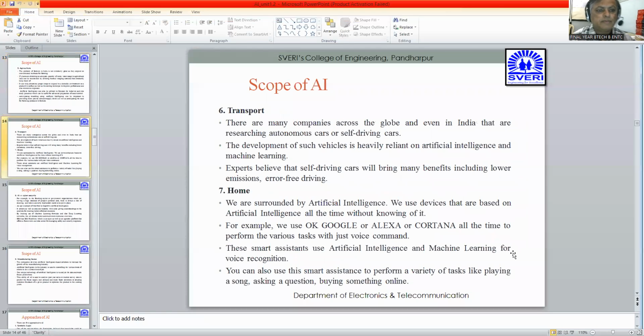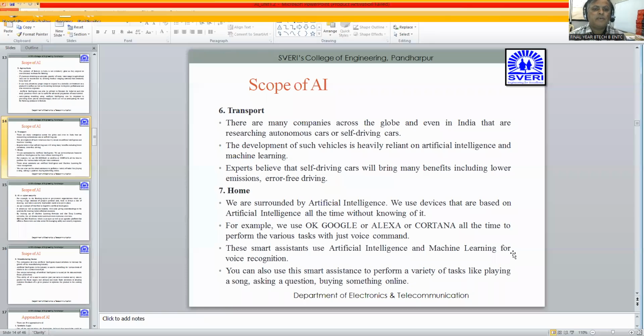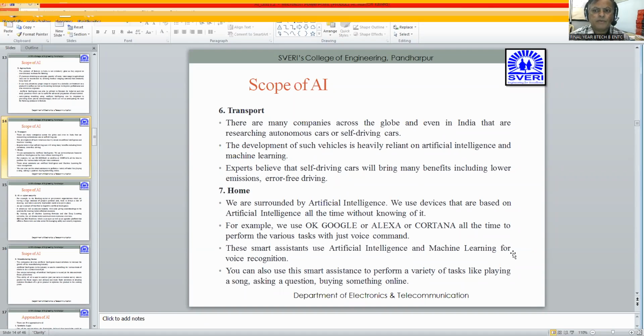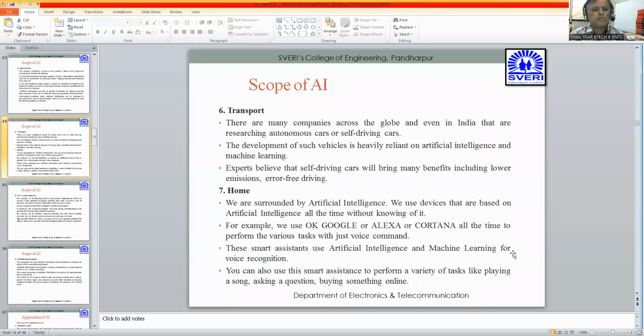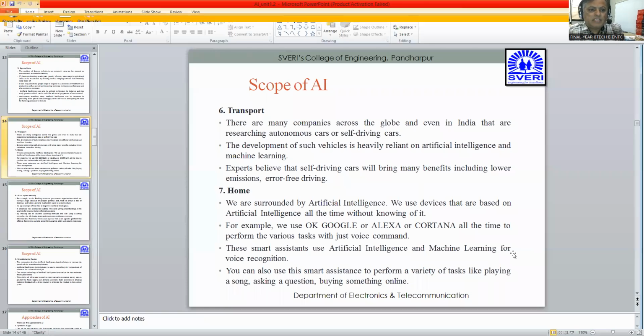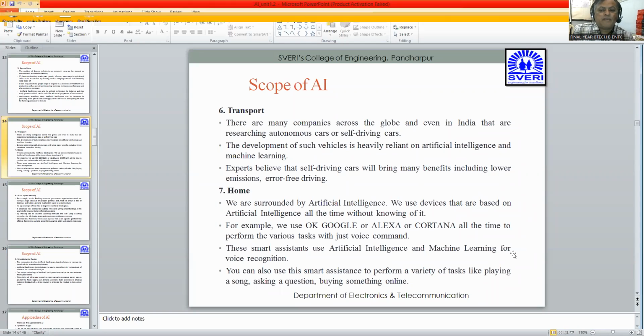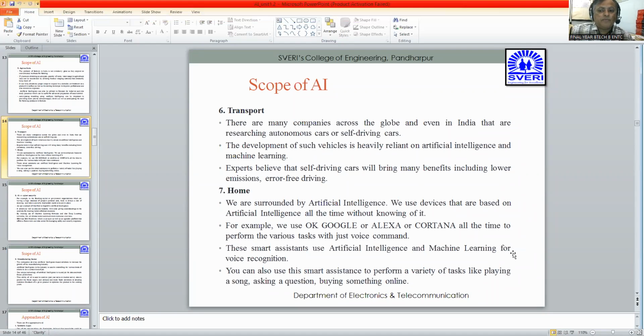Then the transport. As I have said to you last time also, machine learning is entering into the self-driving cars, and it is going to be there. Many companies are actually using artificial intelligence to do research in autonomous cars or self-driving cars. So AI is entering into the transportation field also. The development of such vehicles is highly reliant on AI and machine learning. Experts believe that self-driving cars will bring many benefits, including lower emissions and error-free driving. So these are the things that could be helpful through AI.